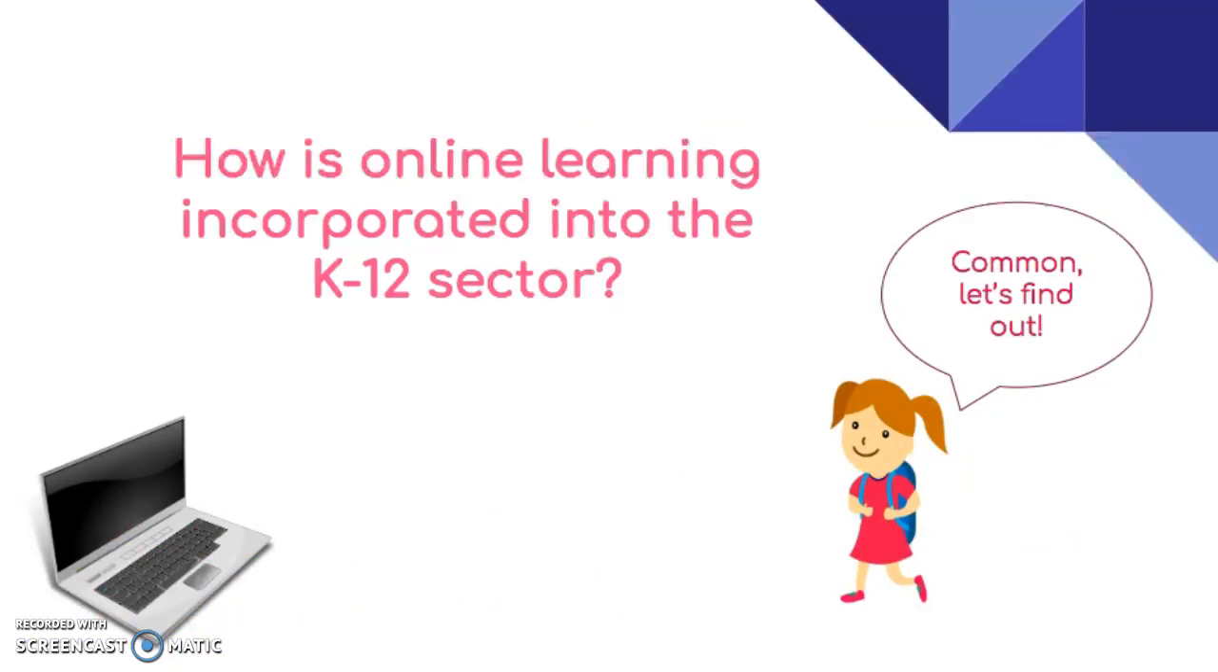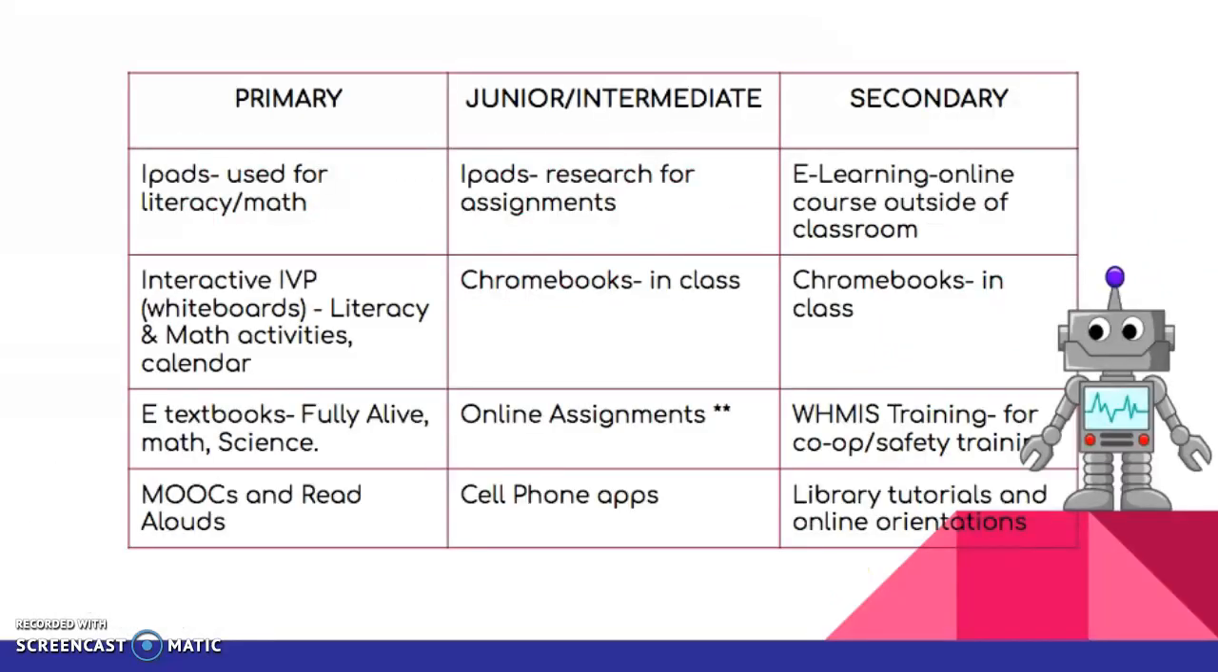Now let's talk about how online learning is incorporated into the K-12 sector. Here's a chart on our different sectors and what types of technology are commonly found. For our primary sector, we have iPads, and they can be used for literacy and math help. We have interactive whiteboards, used for literacy and math activities and also for calendars. In primary, we can find e-textbooks, like Fully Alive, math and science. And we also have MOOCs and read-alouds.